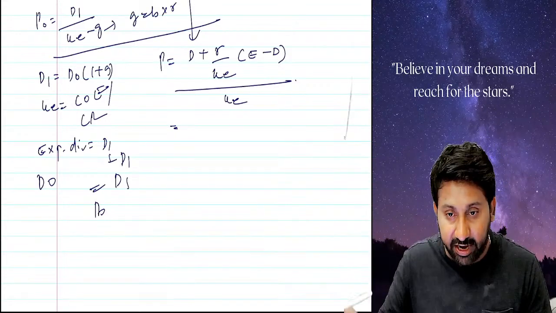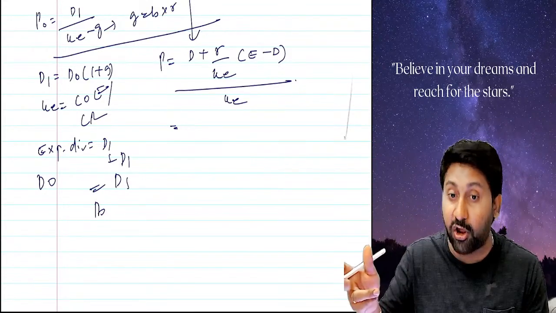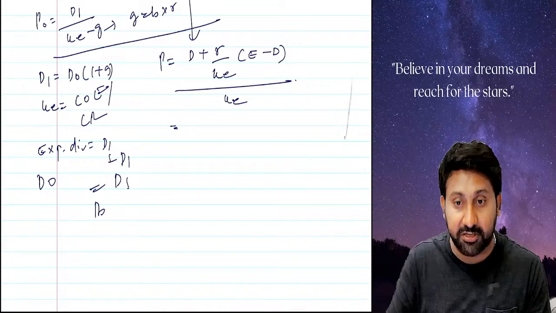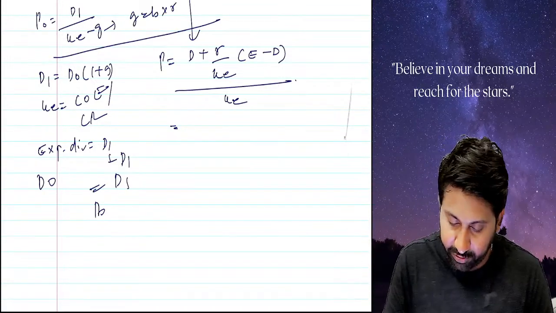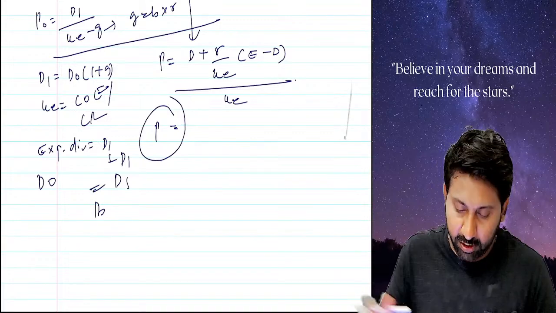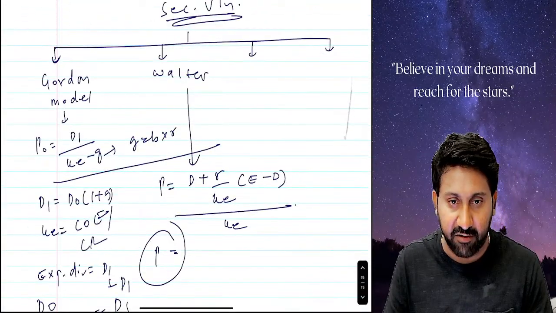D means the dividend. R means return on equity. KE means cost of equity. E is EPS, D is DPS divided by KE. You will get the formula for P. Okay. You will get the value of P. This is another way of asking.